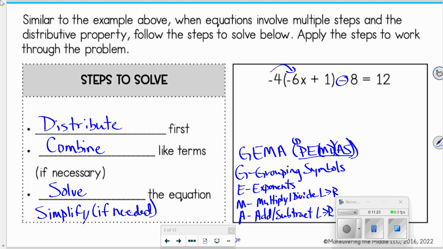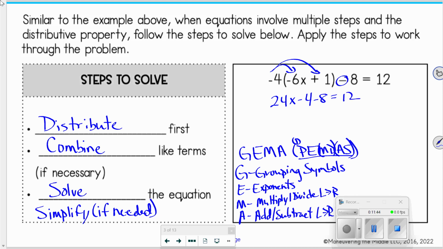So first step, we do our arrows. Make sure we understand what all we're multiplying. Negative 4 times negative 6x, we multiply first, that gives us 24x. Negative, negative, they love each other, it's positive. Negative 4 times a positive 1, that's going to be negative 4. Negative, positive, they hate each other, so it's subtraction. Subtract 8 equals 12.